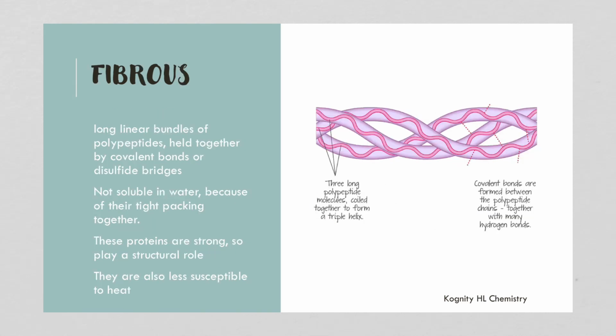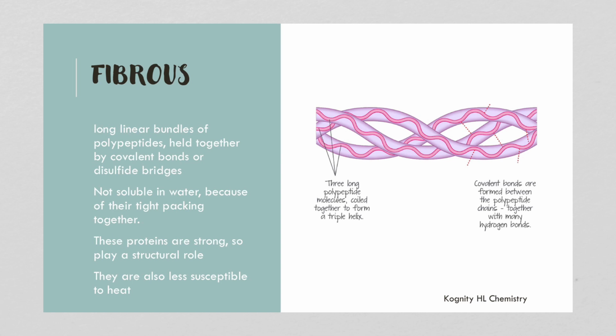Fibrous proteins, on the other hand, are long linear bundles of polypeptides, and they'll be held together by either covalent bonds or disulfide bridges. So they're almost roped or threaded together. In this case, there's three polypeptides coiled together and they form a triple helix, and covalent bonds are being held between the polypeptide chains, and there's lots of hydrogen bonds holding them together. These types of proteins aren't soluble in water because of their tight packing together.